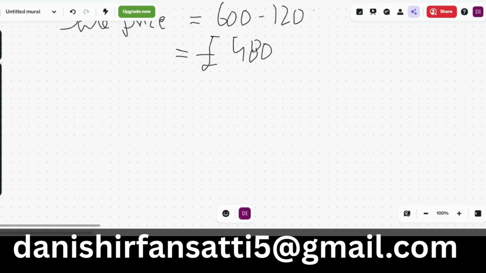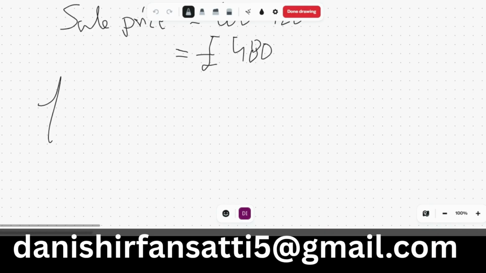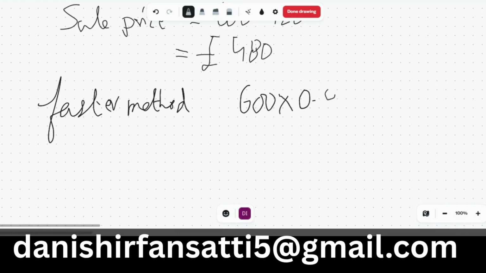There is also a faster method that we can use, which is simply 600 into 20% decrease. So 0.80 remains, so that would be 0.8, which will again give you 480 pounds.